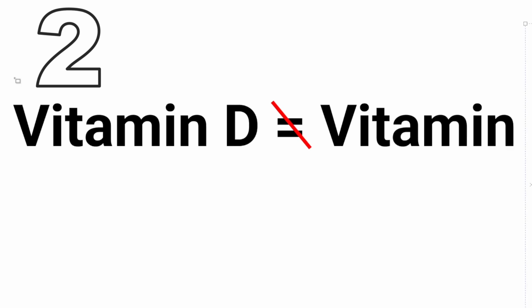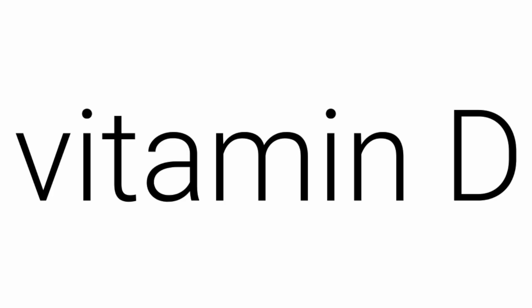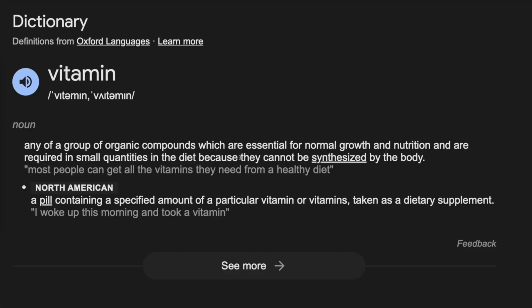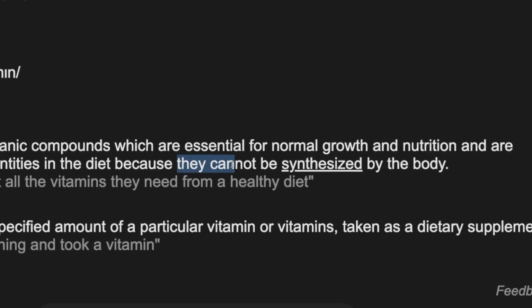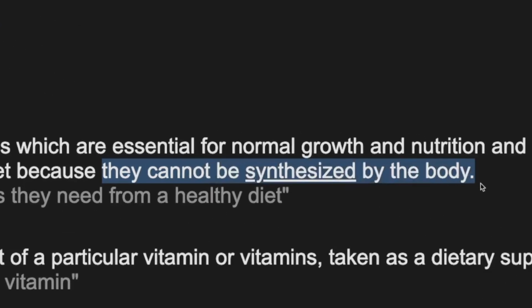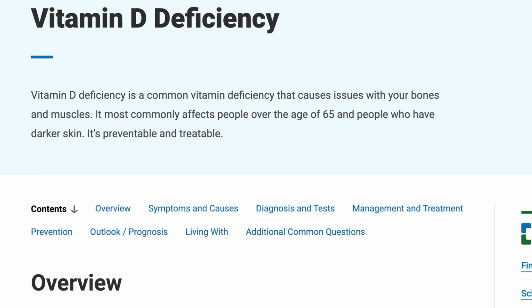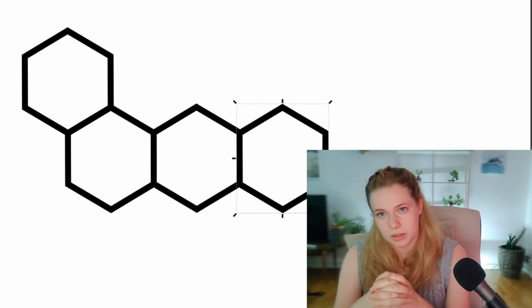Two, vitamin D is not a vitamin. So this is something that I just would never have guessed. And throughout the whole rest of this video, I will be under the assumption that vitamin D is a vitamin. So why is vitamin D not a vitamin? This has to do with the technicality of the definition of the word vitamin. They cannot be synthesized by the body. Since the body can make vitamin D itself, it is technically not a vitamin. You can, however, easily get vitamin D deficiency.